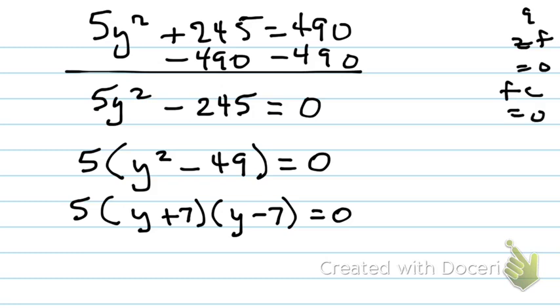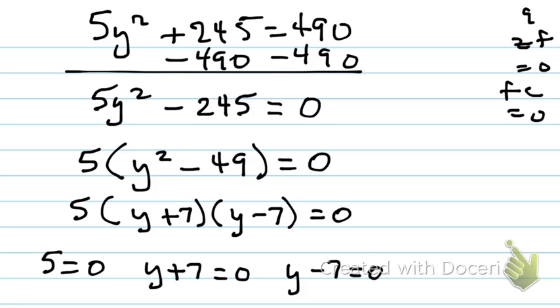But what is the first factor? 5. So 5 equals 0, y plus 7 equals 0, and y minus 7 equals 0. Which is 3 little equations, isn't it? But one of those doesn't make any sense. Which one? This one. 5 can't equal 0, can it? So this is garbage. Just reject it.